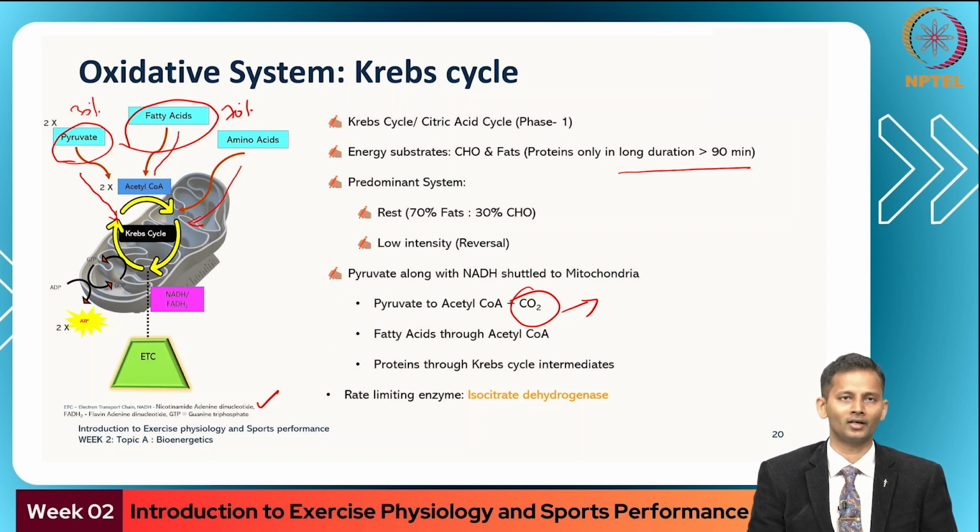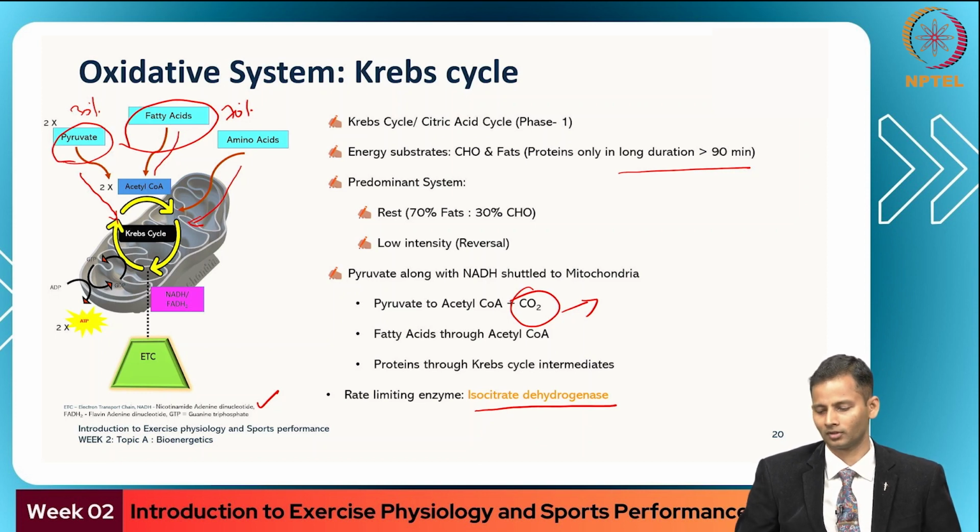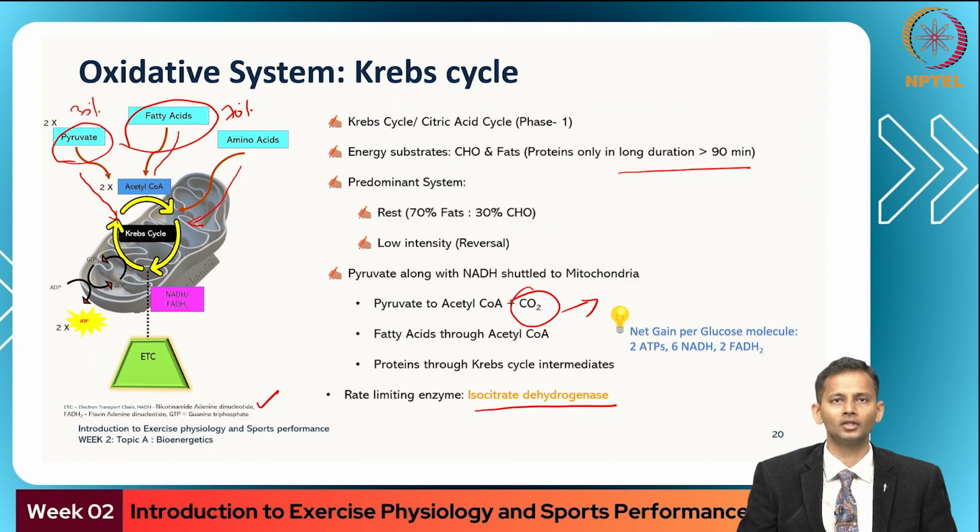Subsequently, you also have the fatty acids which enter the acetyl CoA and proteins to the Krebs cycle intermediates. The important enzyme that you should remember, there are multiple intermediates and various enzymes. The only enzyme that I would want you to remember in this Krebs cycle is isocitrate dehydrogenase, which will again be part of your questions. So at the end of this particular Krebs cycle, the glucose molecule gets broken down to form 2 ATPs, 6 NADH and 2 FADH2.